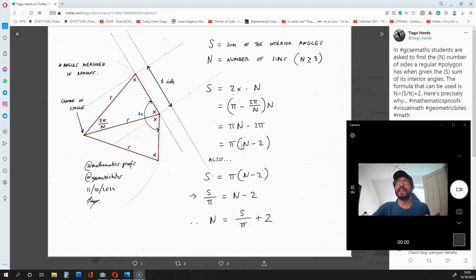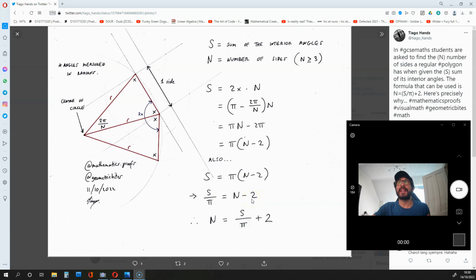Now here's what's really cool. We can change this formula over here to get the number of sides of a regular polygon when we are given the sum of its interior angles. So we have the equation s is equal to pi times (n minus 2). From here, we can divide both sides of this equation by pi. What we get is s over pi is n minus 2.